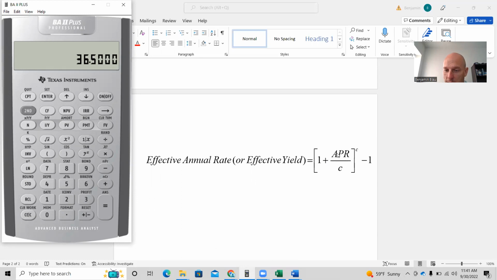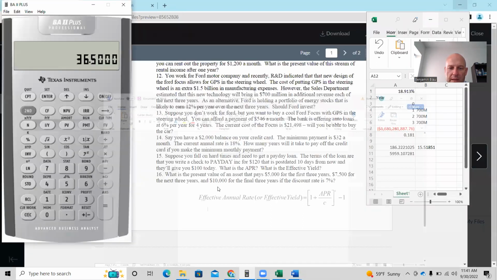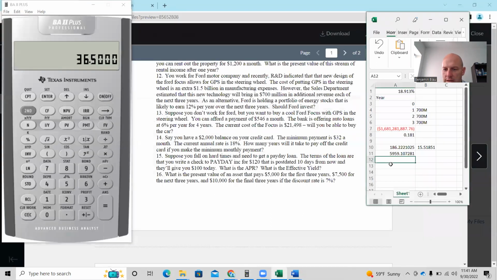So we're going to take 1 plus the APR divided by C, raised to the power of C, and subtract off 1 to get our effective annual rate. I'll also teach you how to solve this on your financial calculator if this doesn't make sense. So let's do this in Excel. This is problem 15 here.